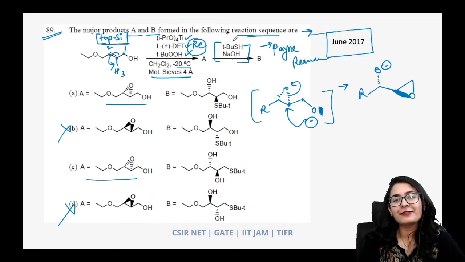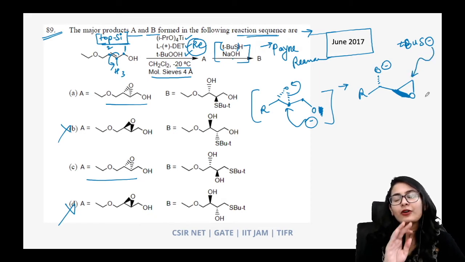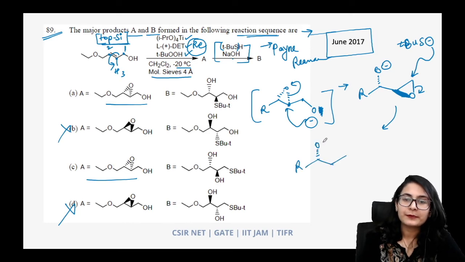Now, in the presence of a base, the nucleophile is deprotonated. Who is the nucleophile? This tertiary butyl sulfide. This is the nucleophile and it's also a bulky one, guys. So it is going to attack on this particular carbon. Always on the least hindered carbon, it's going to attack like this. And that is why this is your product.